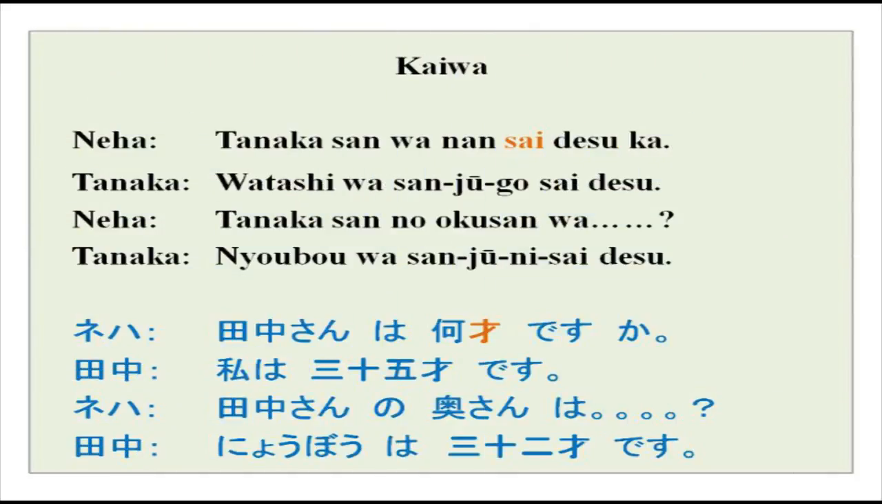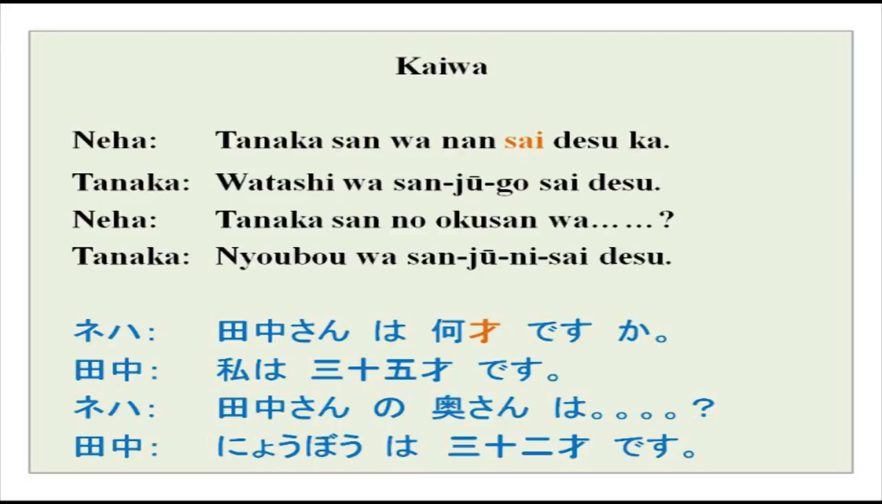So, I will read it out to you first and then explain. Tanaka-san wa nansai desu ka? Watashi wa 35 desu. Tanaka-san no okusan wa? Nyobou wa 32 desu. So, this is a simple conversation.